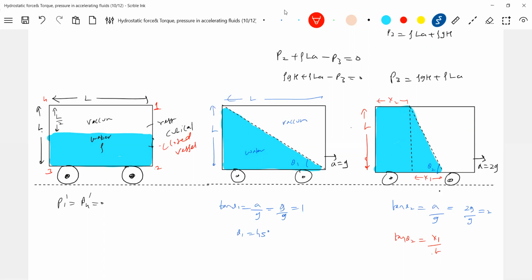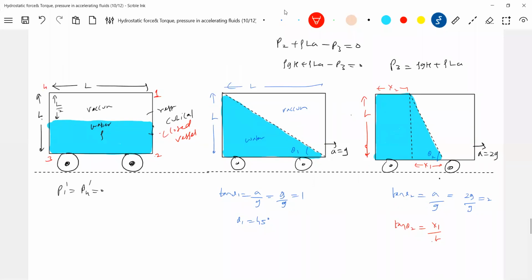Then after getting x1, how to get x2? What is the overall volume of liquid, the initial volume of liquid? The initial volume V0 should be L cube by 2, no? Half of the volume is filled up. So therefore the volume of liquid will not change. So this should be equal to L square x2 plus L square x1 by 2. I know x1 from this tan theta 2, I'll substitute, I'll get x2. Once you know x1, x2, then you can write any manometric equation.